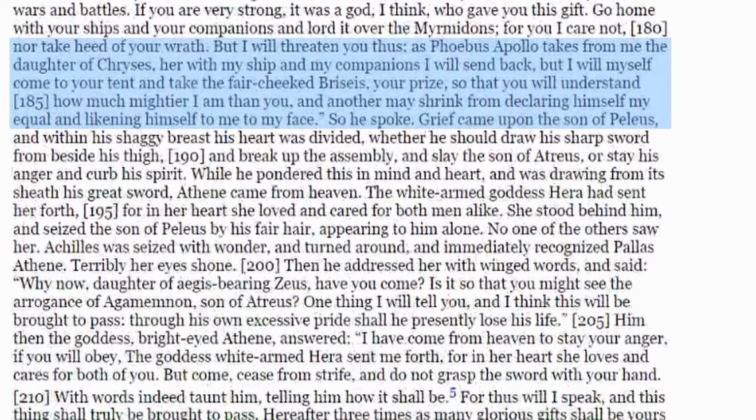But then he makes it more clear. I will take your prize, and he is going to do this, and this is going to trigger Achilles' titular rage, if you will, or his rage with which we began the poem. As Phoebus Apollo takes from me the daughter of Chryses, her with my ship and my companions I will send back. But I will myself come. He doesn't himself come to his tent, by the way. Agamemnon proves smarter than this. He threatens to come himself, but he sends two men to do it for him. I will myself come to your tent and take the fair-cheeked Briseis, your prize, so that you will understand how much mightier I am than you, and another may shrink from declaring himself my equal and likening himself to me to my face.